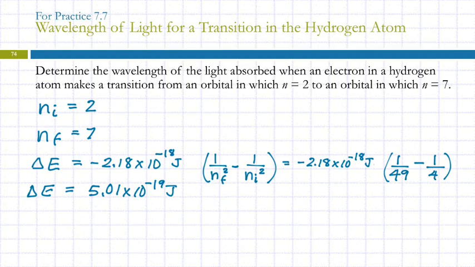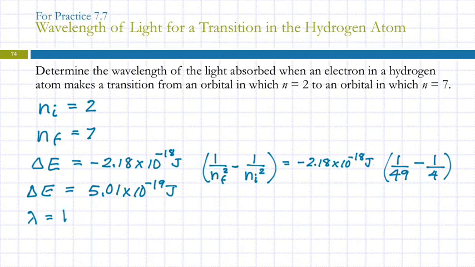Why is that a positive number? Because it's absorbing energy. So light shining on this hydrogen atom, it absorbs 5.01 times 10 to the minus 19 joules to bump 1 electron from n equals 2 to n equals 7. So what's the wavelength of that?